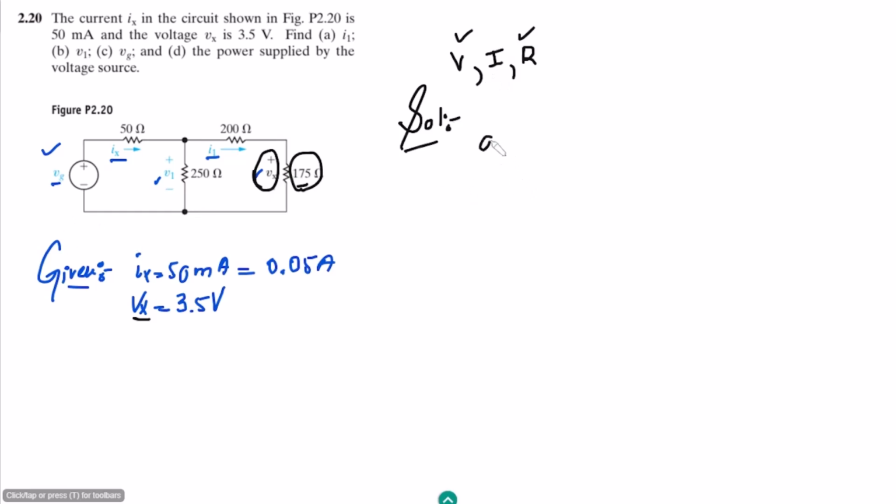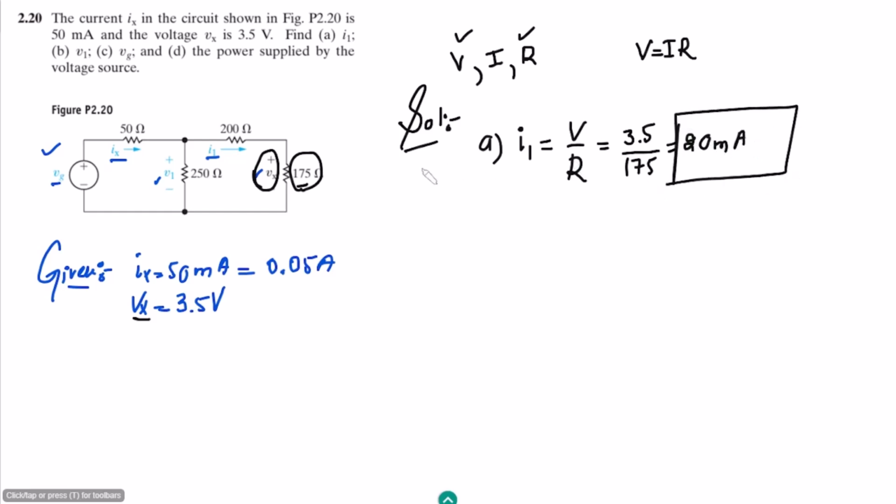So for part 1, I1 is V divided by R by Ohm's law, which is V equal to IR. Let me put the values here. The value of V, that is Vx, is known, so 3.5 divided by R, which is 175. Solving it, the value is 20 milliamps, and that is the solution of part A of my question.